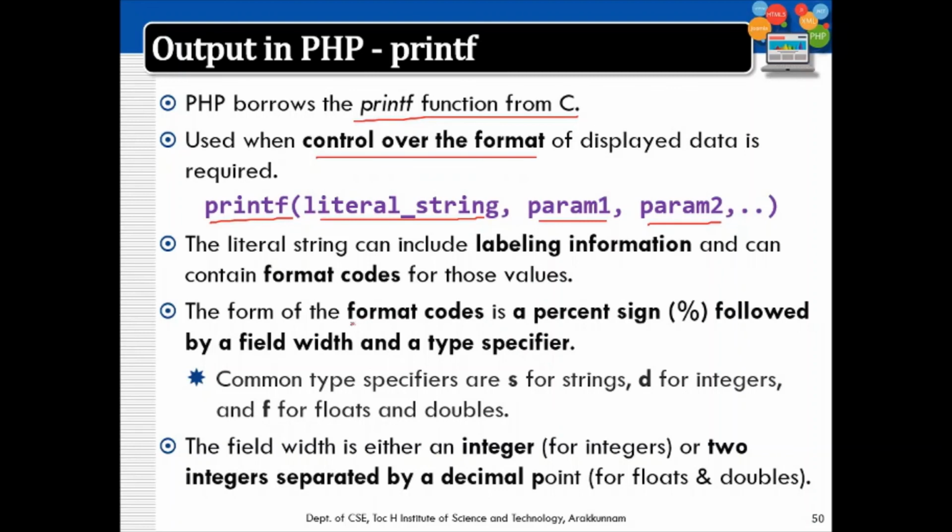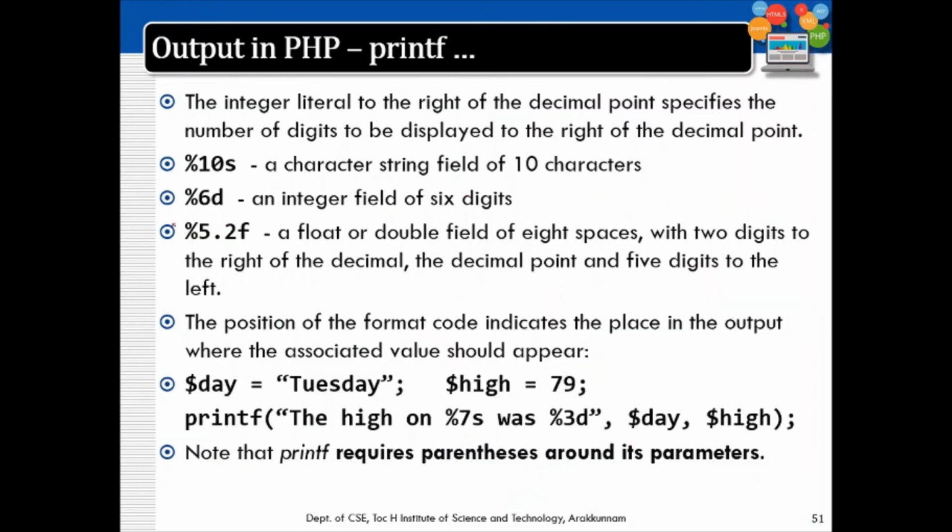So format codes, you all remember we used in C, with a % symbol followed by the field width and a type specifier. So %d for integer, %s for string, %f for float, etc. And the field width can be two integers separated by a decimal point or just an integer value. Hope you remember all these, which are already there in the C language. So here is an example: %10s, %6d, %5.2f. So these can be used in PHP too.